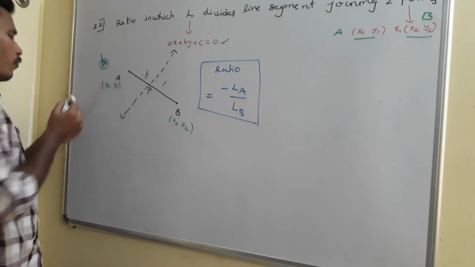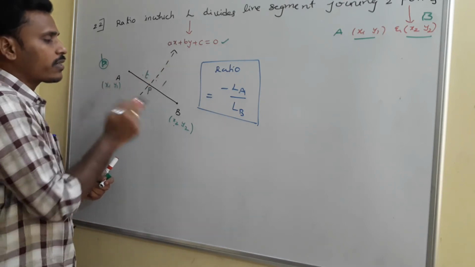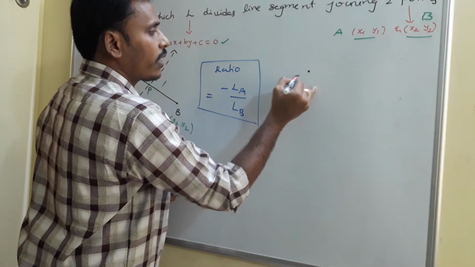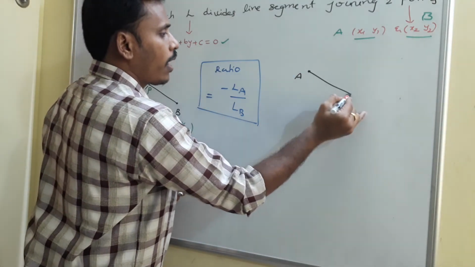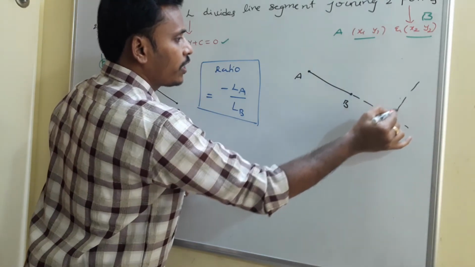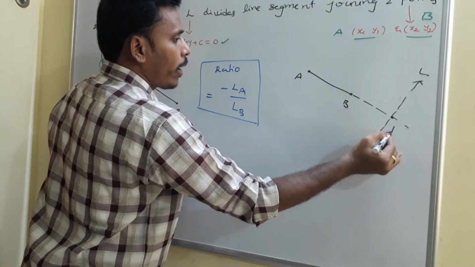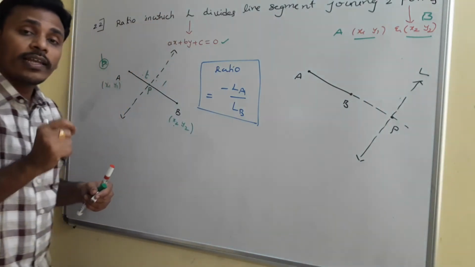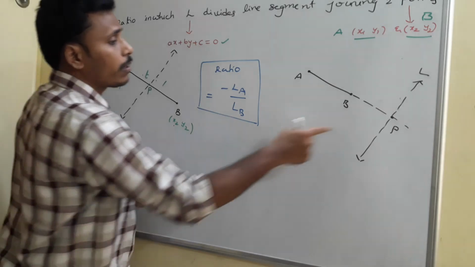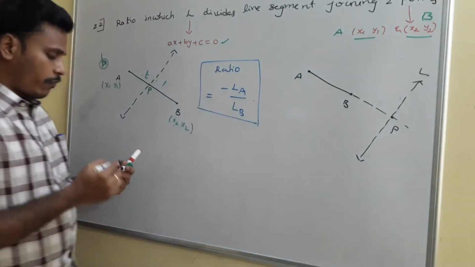For this B bit of 22nd, we have basically 2 different cases. In one case, the line divides AB internally, whereas in the other case, this is my A and this is my B, and if you extend this AB, the line is here. This is the line. Then if you say this point as P, the ratio in which L divides AB is nothing but PA by PB, and that can again be calculated by the same formula.